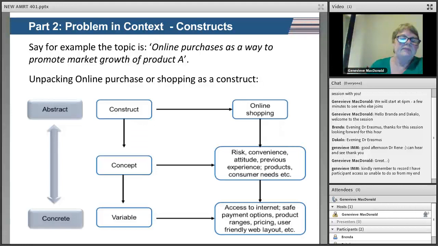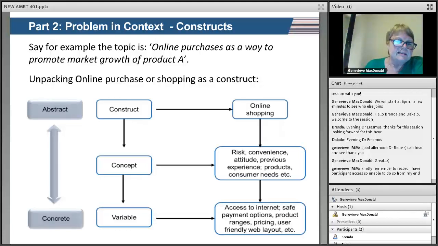So we talk then about a concept. It's a little bit more concrete. Your typical issues that customers have with online shopping may be risk, convenience, attitude, previous experience, the products that are online, and the consumer needs. If I, for instance, want to exchange something that I bought, will I be able to? What is your policy? What is the return rate, etc.?